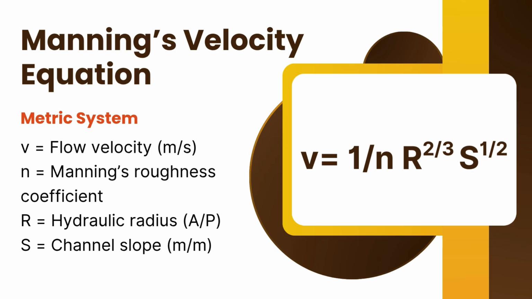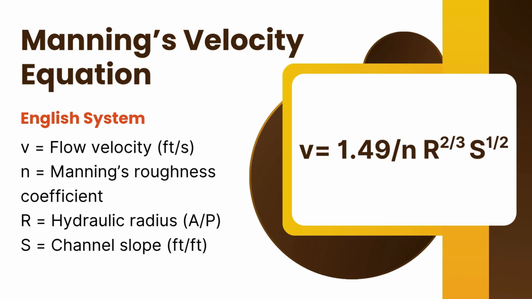Velocity equals 1 divided by the Manning's roughness coefficient, multiplied by the hydraulic radius raised to the 2/3 power, and then multiplied by the square root of the slope. It's commonly used when you're designing concrete or earthen canals and want to know how fast the water will flow depending on the materials and slope.